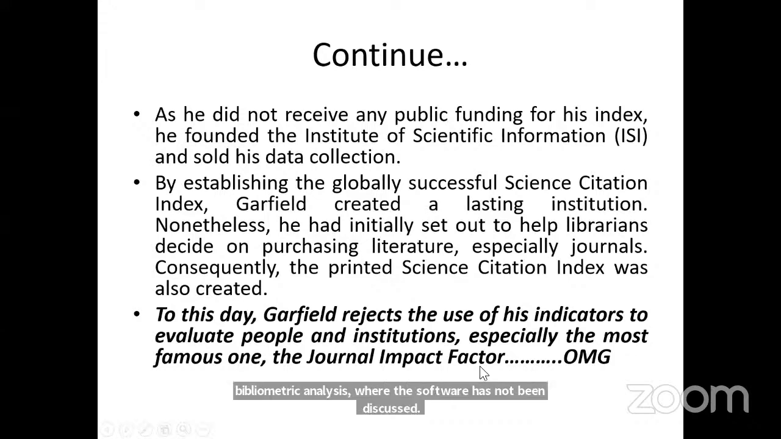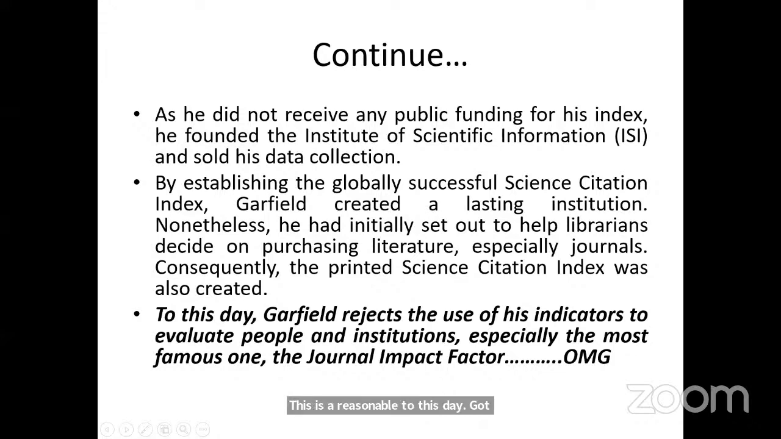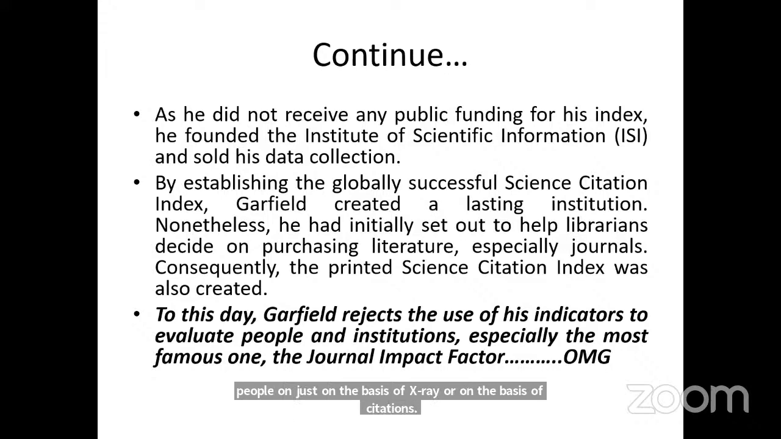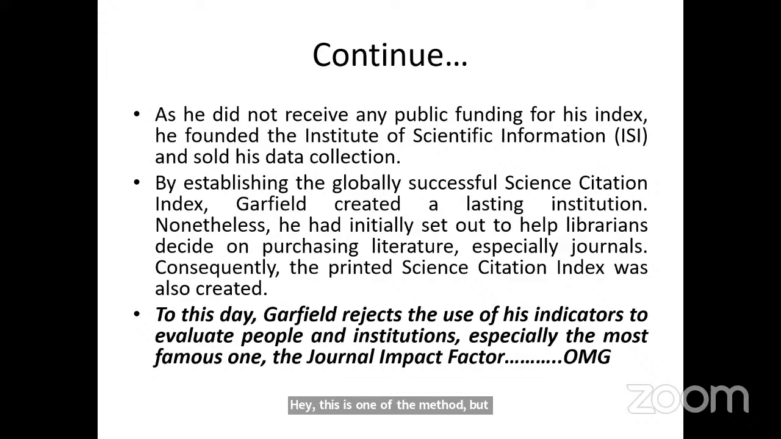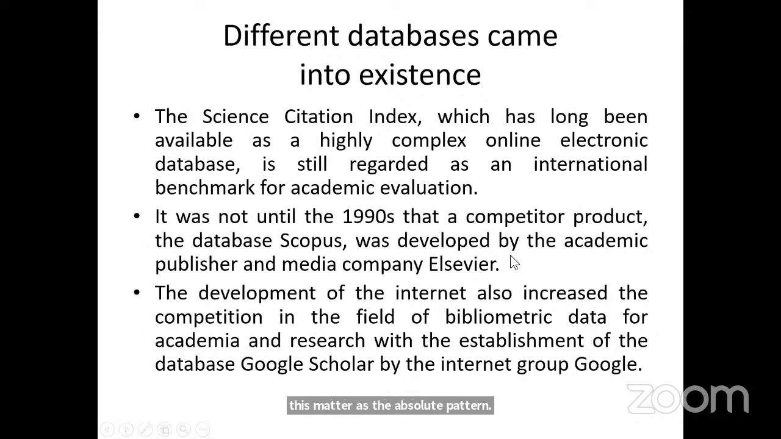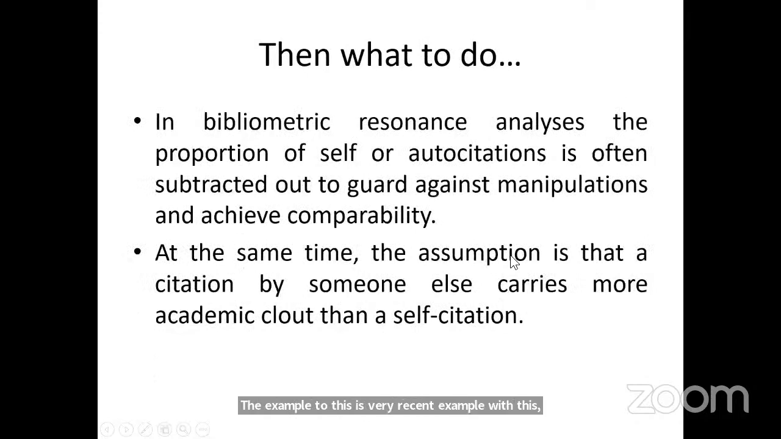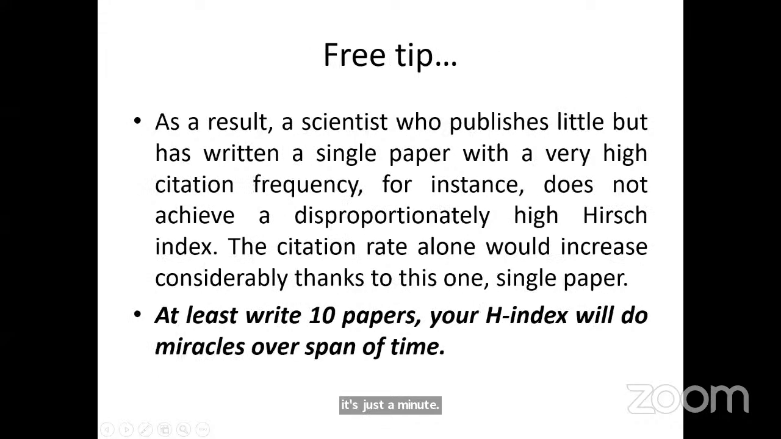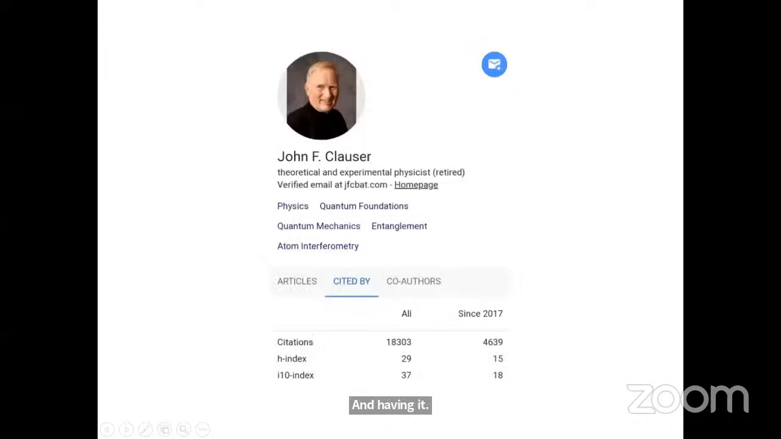To this day, Garfield rejects the use of the indicators made by him to evaluate the people and institutions, especially the most famous one, the journal impact factor. So you cannot evaluate the people just on the basis of H factor or on the basis of citations, right? This is one of the methods, but you cannot consider this method as the absolute method. The example to this is a very recent example. Just a minute, I'm having it. See this, John F. Clauser. Okay, I'll discuss this later on.